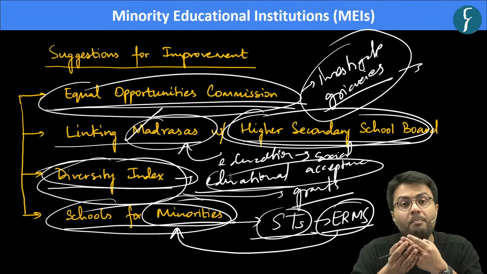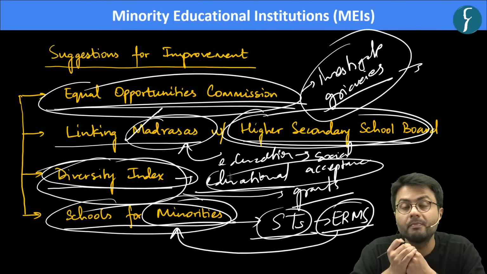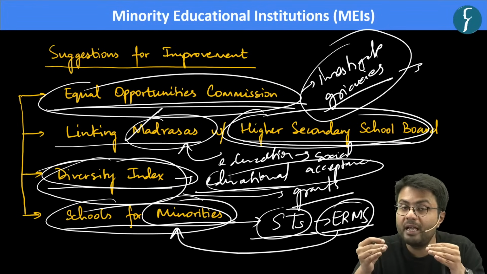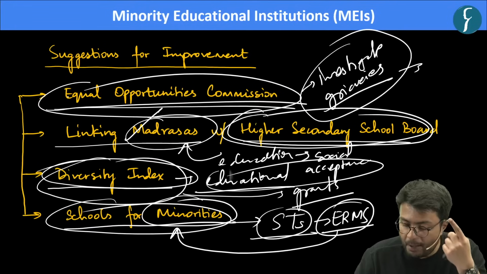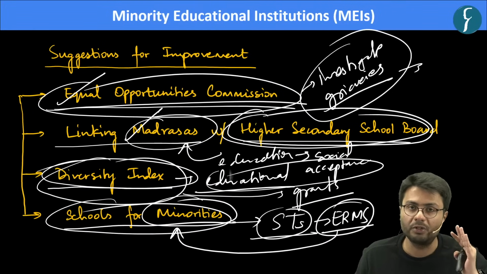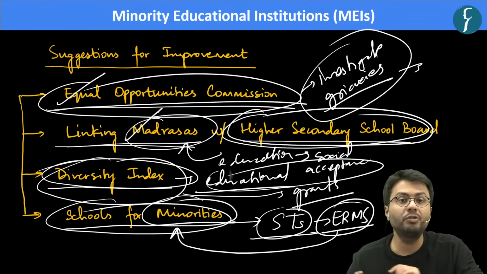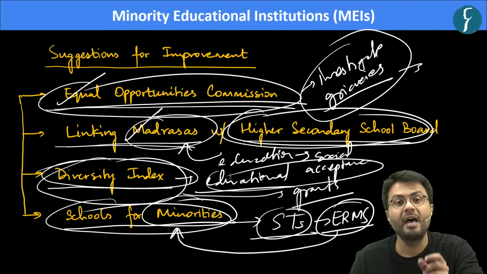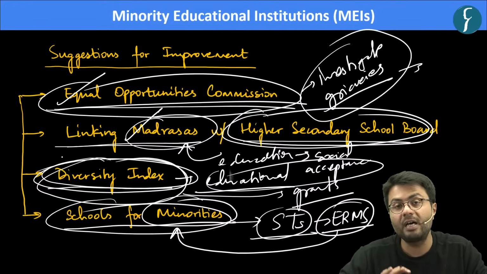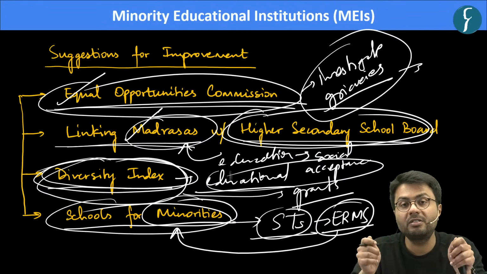Hence, due to educational backwardness and underrepresentation, minorities in India are subjected to social discrimination. Hence, it is the duty of the government to extend the constitutionally guaranteed protection to these minorities by establishing an Equal Opportunities Commission, which will investigate grievances as far as denial of educational rights is concerned. Further, linking traditional educational institutions with the higher secondary school board will help them have greater recognition. Further, incorporating a diversity index in granting benefits to educational institutions will help them have a diverse set of students.